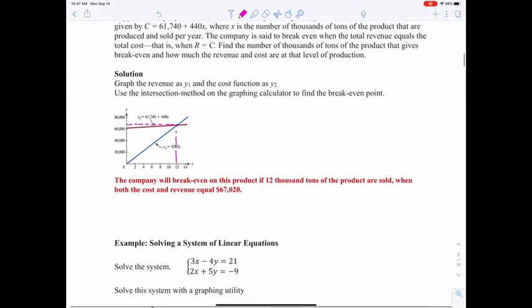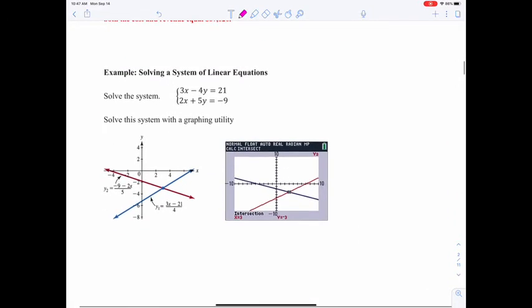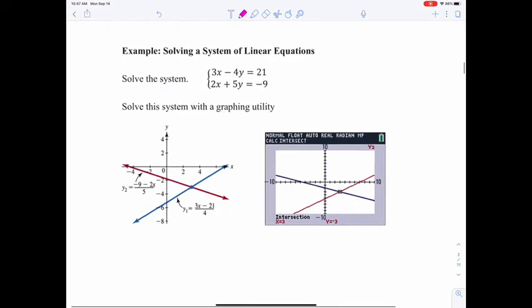So if you were to read this graph really well, you can say the company will break even on this product if 12,000 tons of the product are sold. Right, there's the X value, 12,000. When both the cost and revenue equal $67,020. Okay, so again, that's what you would do graphically. We're going to concentrate mostly on the algebraic way to solve these problems.